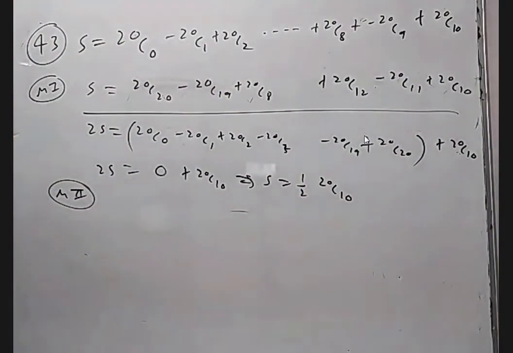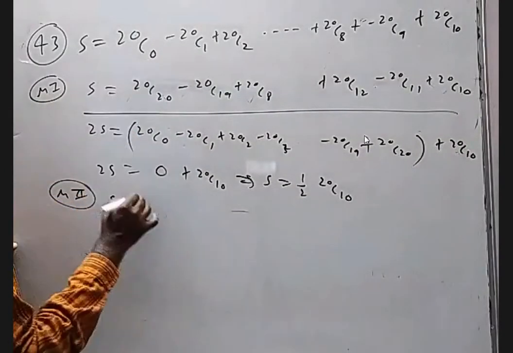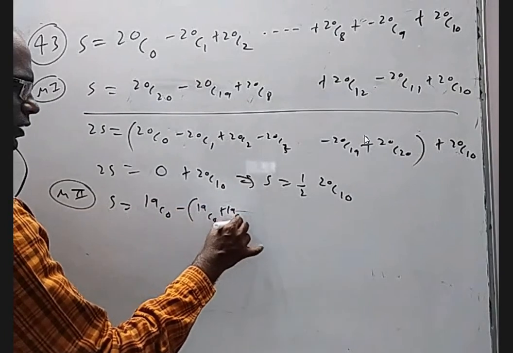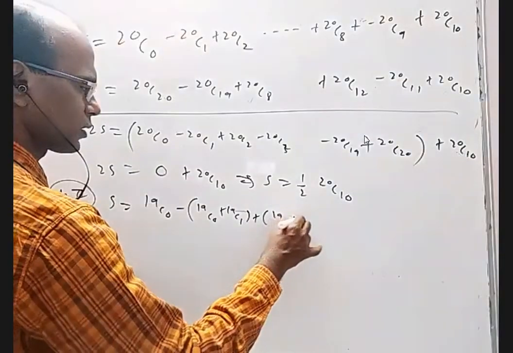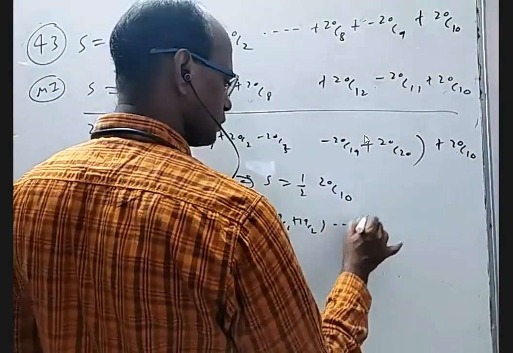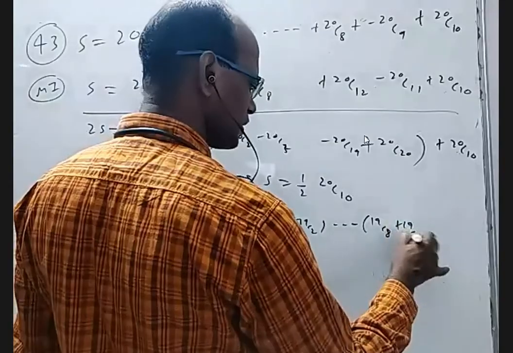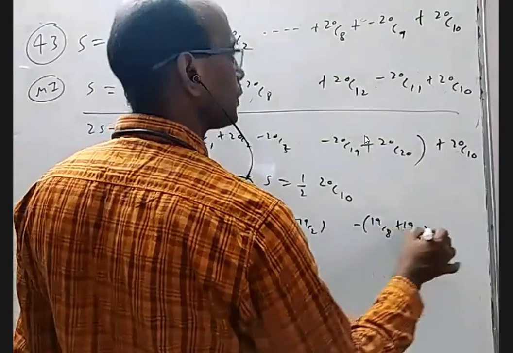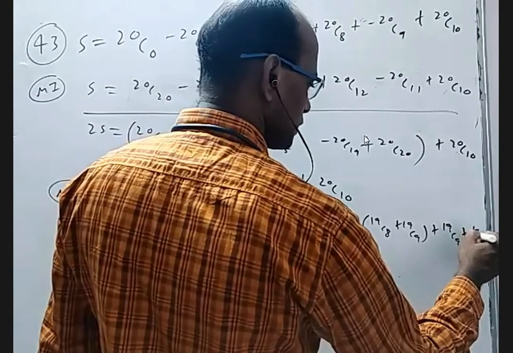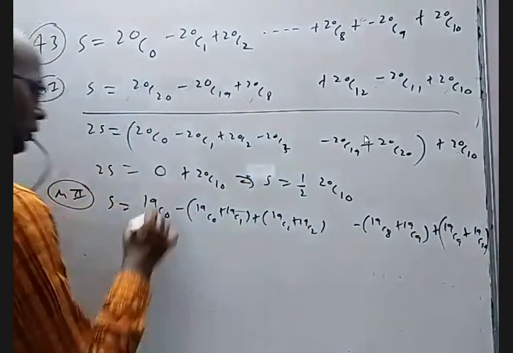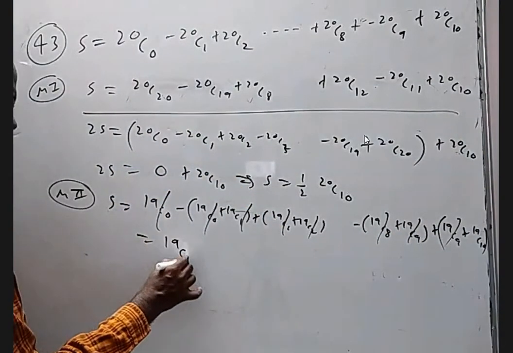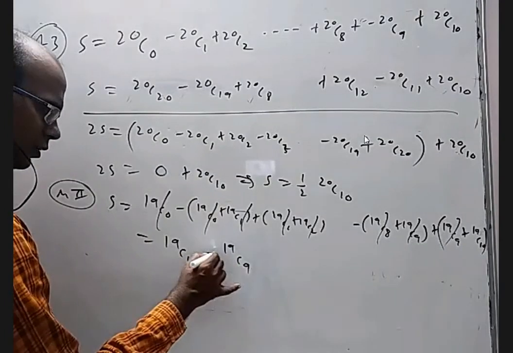And method 2 is based on the previous way. You can write 20C0 as 19C0, 20C1 as 19C0 plus 19C1. This is 19C1 plus 19C2. At the last or before that, 19C8 plus 19C9, plus 19C9 plus 19C10. All will cancel except the last term. So the answer will be 19C10, which can be written as 19C9.